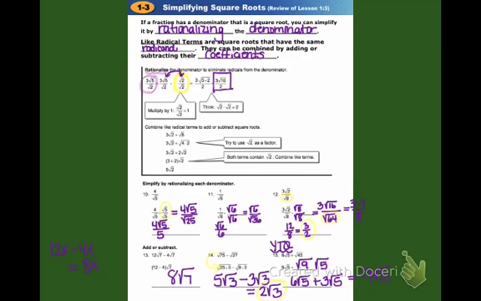Okay, so once you finally simplified the square root of 45 down to 3 square root of 5, you could see that these were like radicals, and we went ahead and added them together by adding the coefficients to get 9 square root of 5 for our final answer.